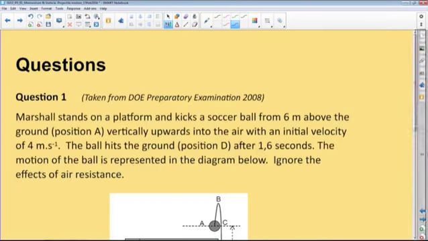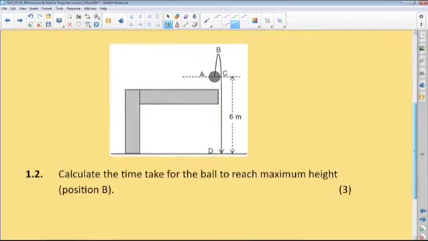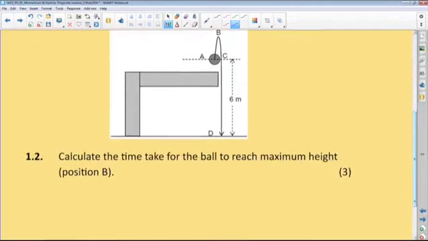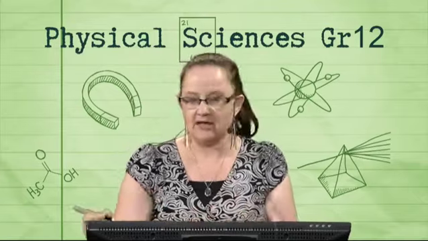Let's look at number 2. So we've got the same question, and now it says to us, calculate the time taken to reach the maximum height. Well, we know that my maximum height was 0,82 meters from A to B. They just want to know how long it takes to get up there. I want to try and avoid using delta y because what if I got it wrong? What if we didn't get it right? And plus there's an easier equation.